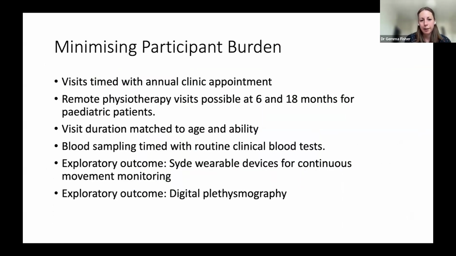So I've alluded to it a bit, but we're trying to minimize participant burden wherever possible by trying to reduce those visits to hospital, the remote visits. The visit durations are going to be matched to age and ability. So younger patients will have shorter visits, and less able patients will have fewer tasks to do. So hopefully it's less tiring.